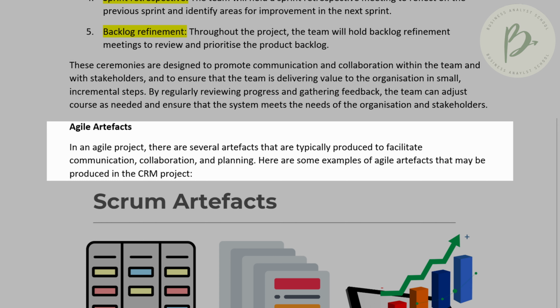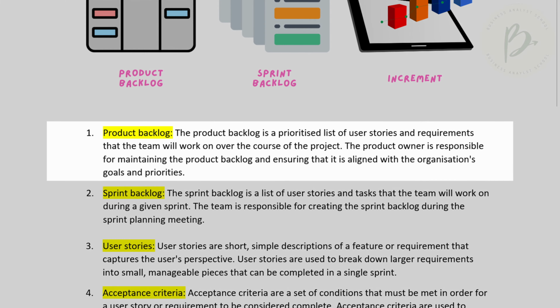So some examples of these artifacts that can be produced in our CRM project include, I already mentioned, the product backlog, which holds our user stories, our requirements that are prioritized so that the team can work over the course of the project by delivering these. The product owner is responsible for maintaining the product backlog and ensuring that it aligns with the goals and priorities of the organization. However, the business analyst also does this. A lot of times the business analyst ends up doing this.